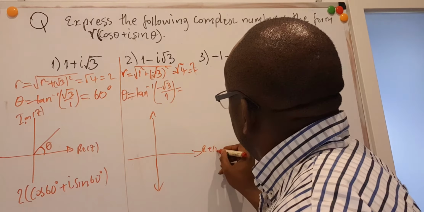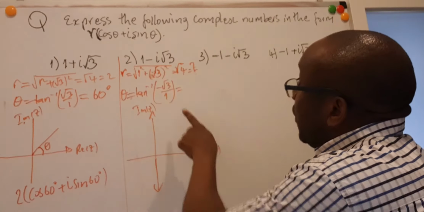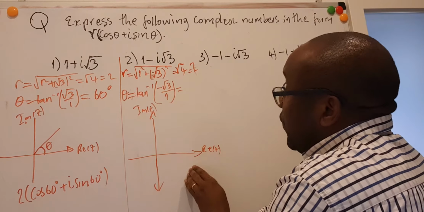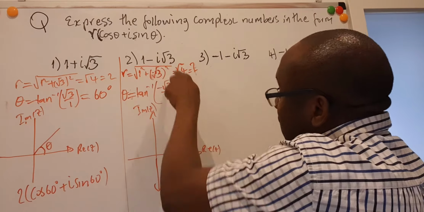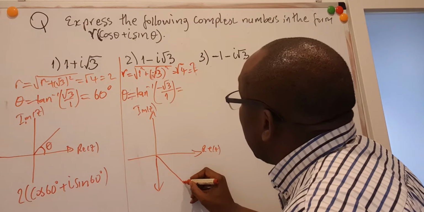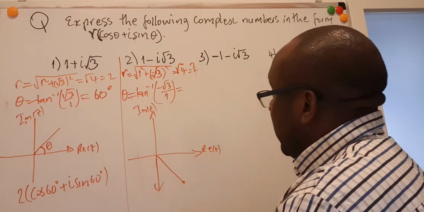This is the real z, imaginary z. The real part is positive, it is 1, so it is in this direction. But the imaginary part is negative, so it should be under, which means my complex number is somewhere here. So this means this is in the fourth quadrant.